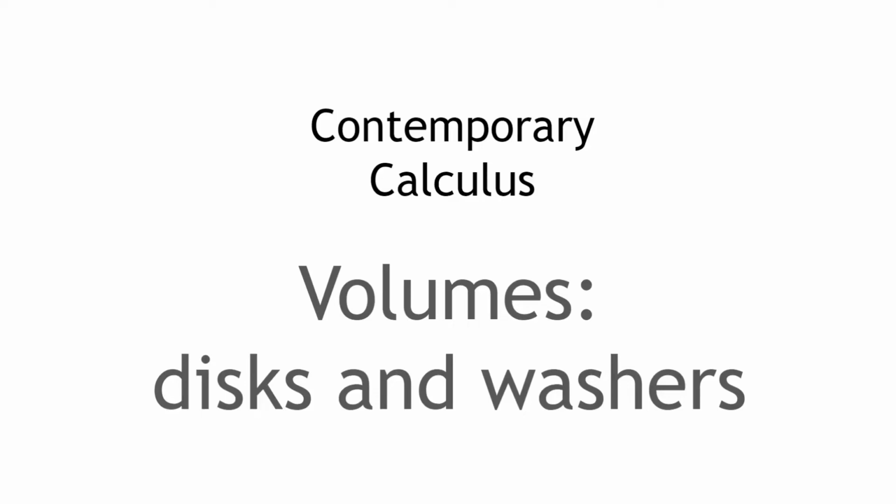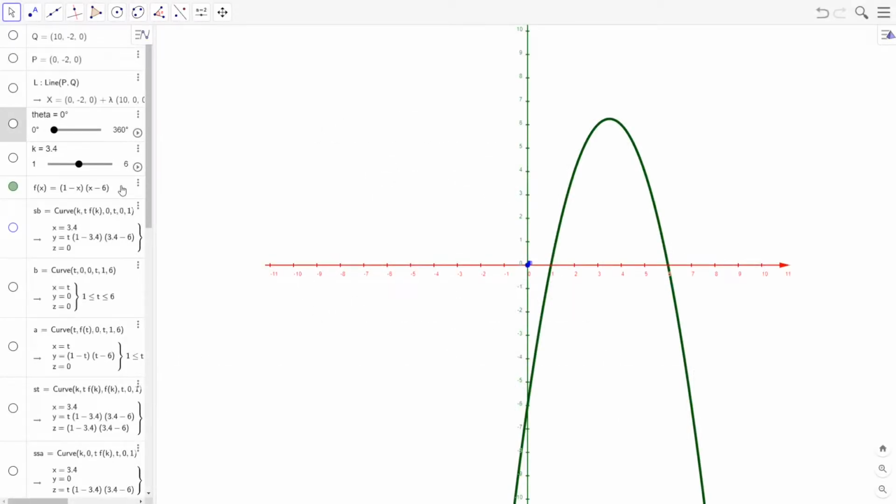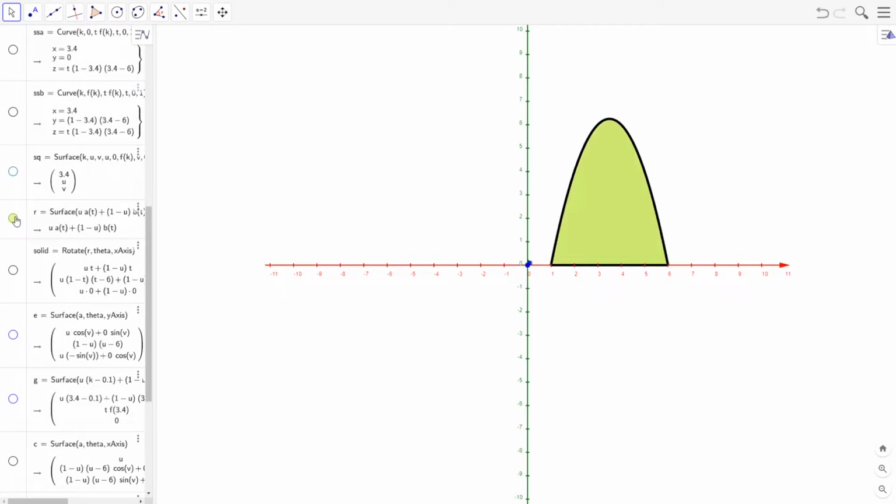In this video, we'll create solids in 3 dimensions by rotating a region around an axis. Then we'll use calculus to find the volumes of those regions. Let's begin with the graph of a function that is f of x equals the quantity 1 minus x times the quantity x minus 6. Let's look at the region cut off by this curve and the x-axis. Now let's shade in that region.